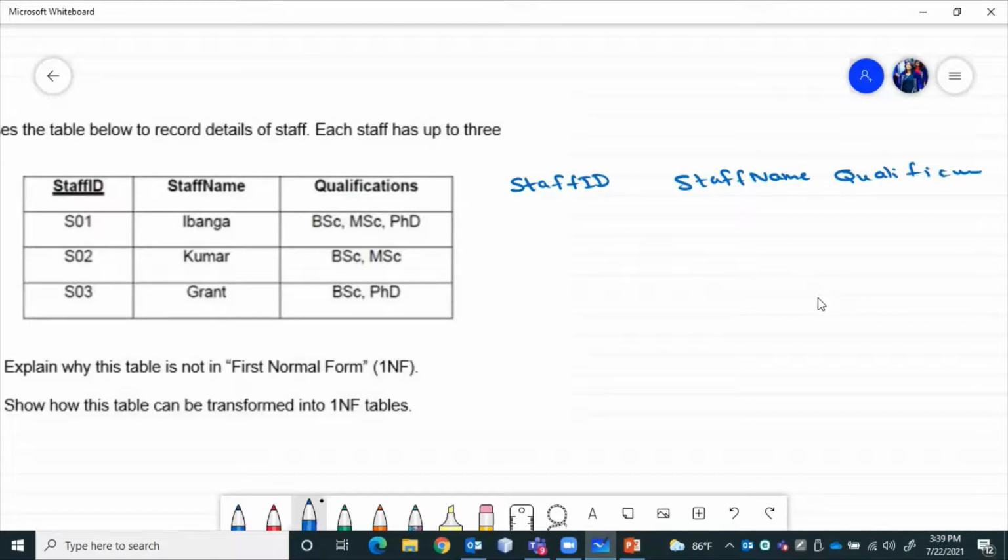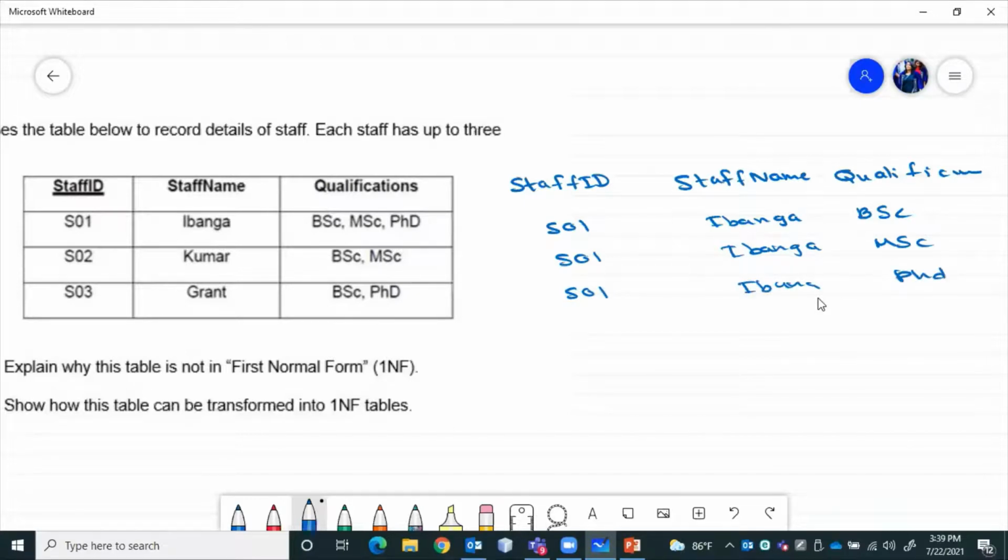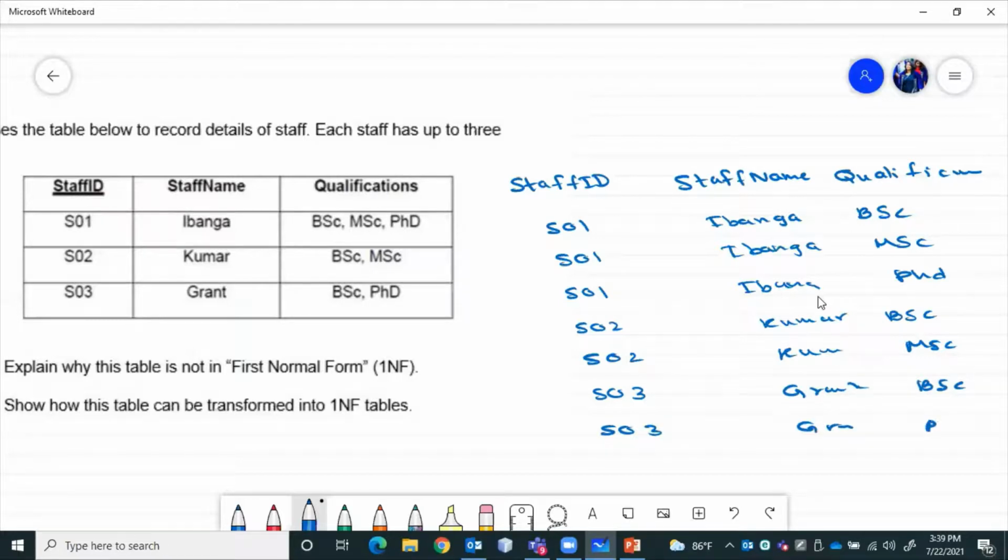So if we take S01, Ibanga, and BSc. And then S01 again, because here we have another qualification under this particular S01, MSc. And S01 again, PhD. And then S02, Kumar, BSc, and again S02, Kumar, MSc. And S03, Grant, BSc, and S03, Grant, PhD.